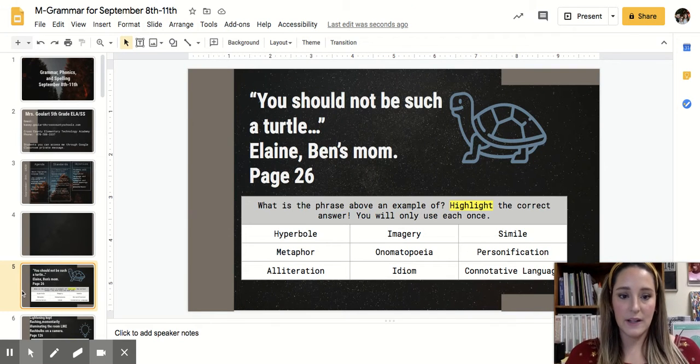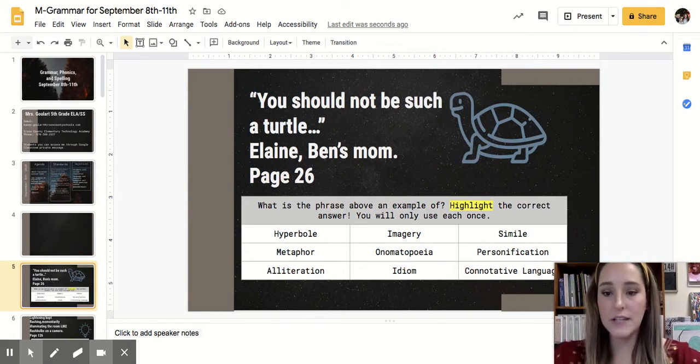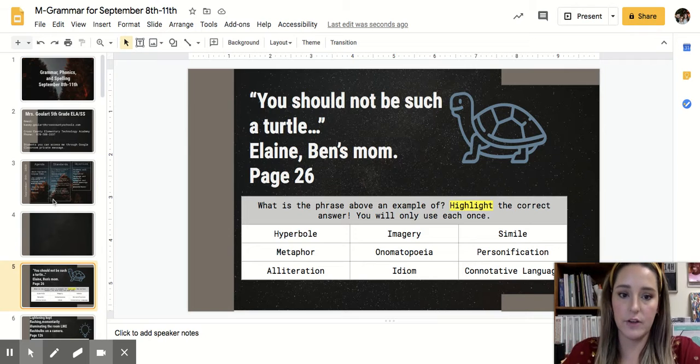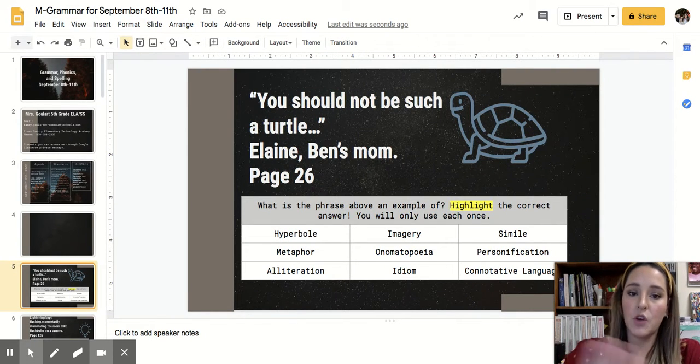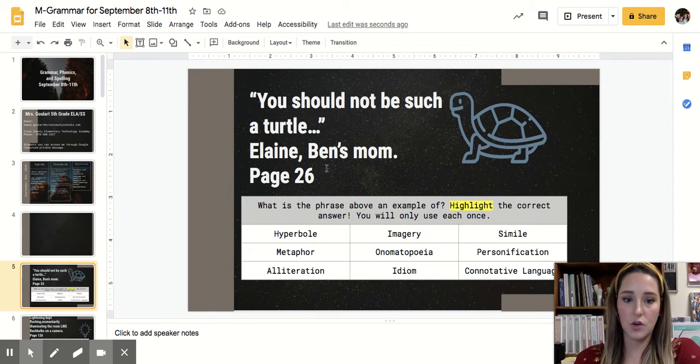All right, you should be on slide 5 now. So here's how this works. You're going to be given a phrase. I'm going to walk you through it because we haven't done this yet. You're going to be given a phrase from the story, and you're going to be asked to look at the boxes below, highlight which one is the correct answer, okay?